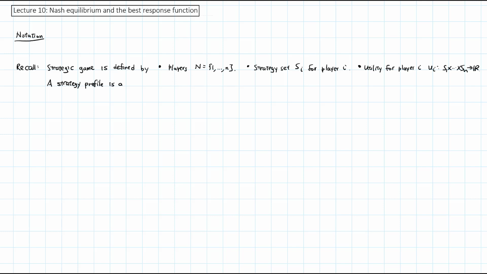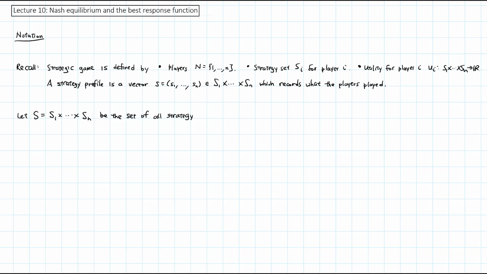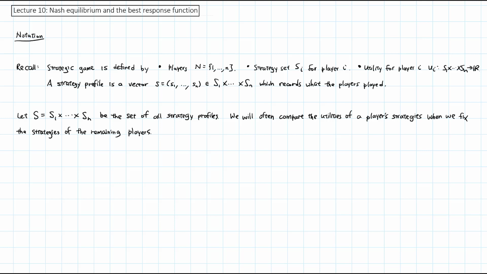A strategy profile is a vector S which records what all the players have played. For simplicity, let capital S be the set of all strategy profiles. Now in strategic games, we will often compare the utilities of a player's strategies when we fix the strategies of the remaining players. So we will have a notation for this.